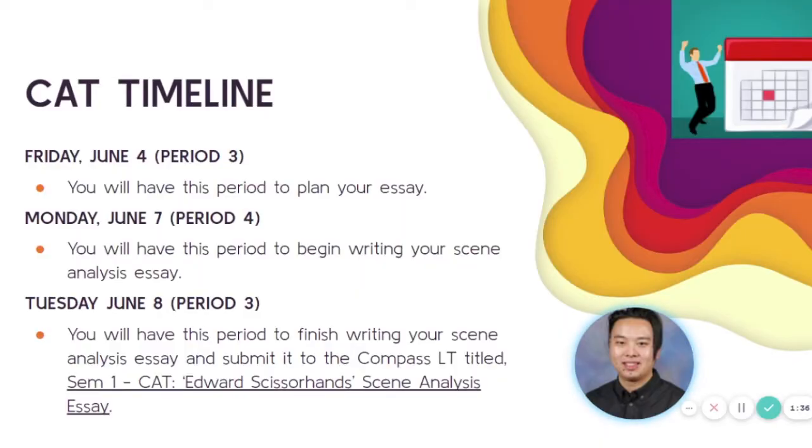Here is a bit of a timeline for the CAT. We will begin the CAT on Friday, June 4th. That's this week, and you're going to have this period to plan the essay. I'm going to walk you through how to do that later on today. Next Monday, June 7th, during period 4, you will have the period to begin writing your scene analysis essay.